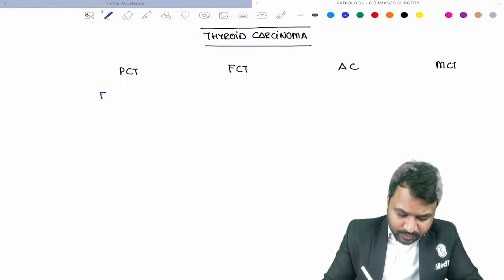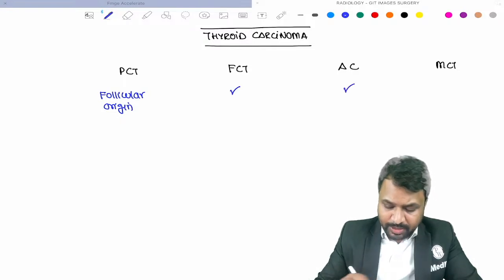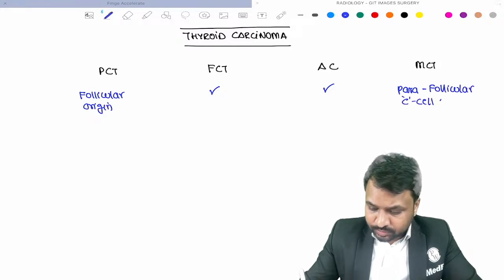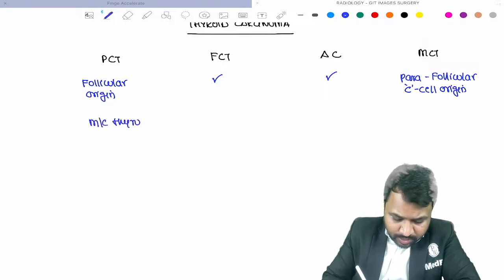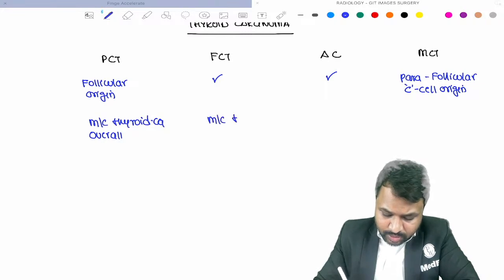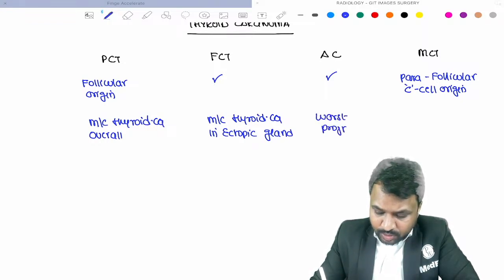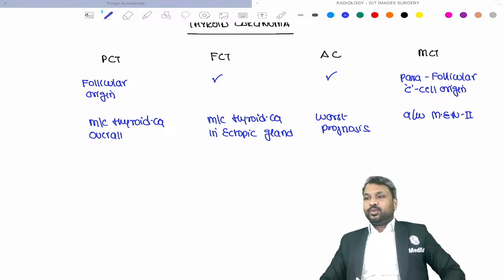Now, papillary cancer thyroid is of follicular origin. Follicular is also follicular, your anaplastic is also follicular. Medullary cancer thyroid is of parafollicular C cell origin. Papillary cancer thyroid is the most common thyroid cancer overall. Follicular cancer thyroid is the most common thyroid cancer in ectopic thyroid gland. Anaplastic is associated with the worst prognosis. Medullary cancer thyroid is associated with multiple endocrine neoplasia too. It is associated with the MEN2 syndrome.